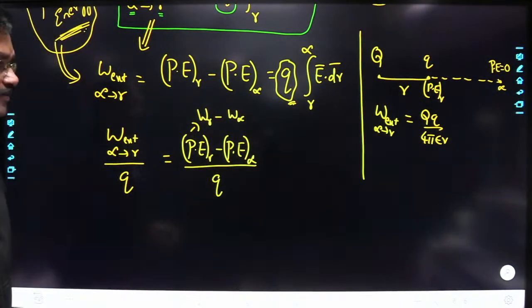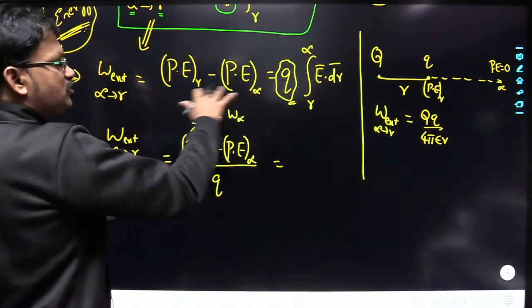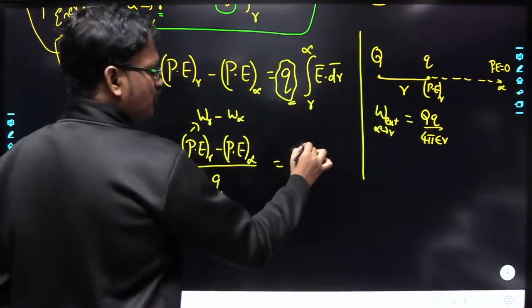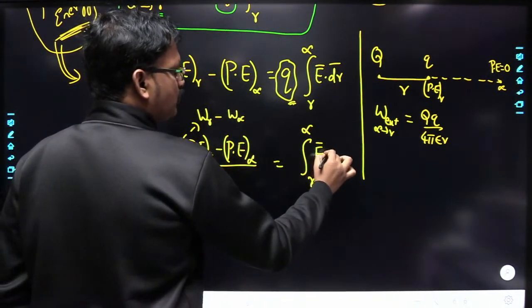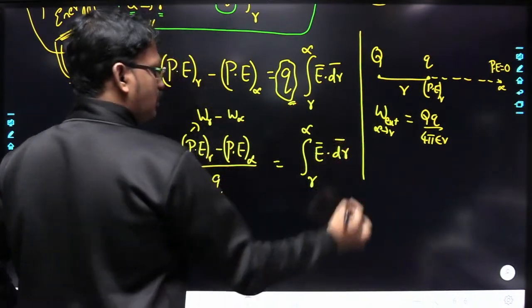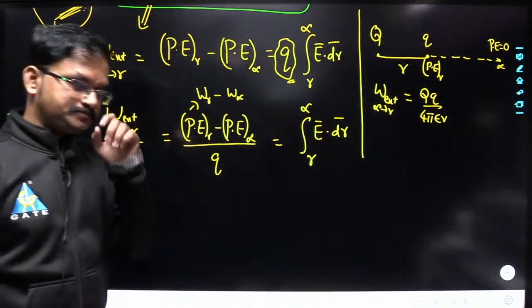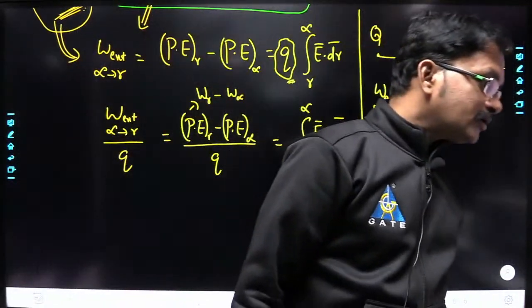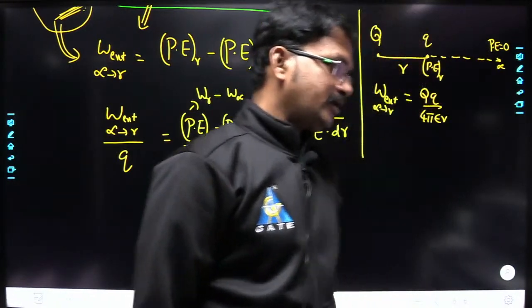So if I divide with Q, what you are going to get is the integral from R to infinity of E bar dot dr bar. Divide by Q. Yes, very good.